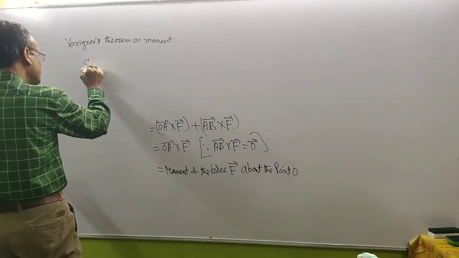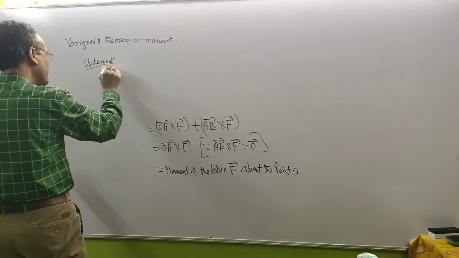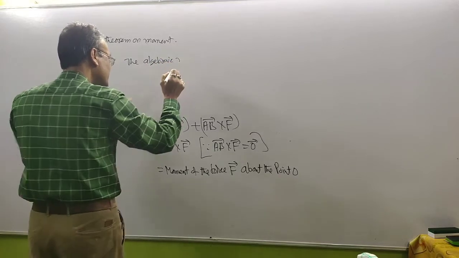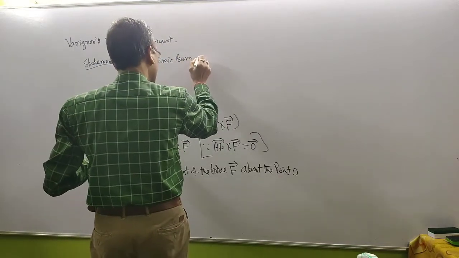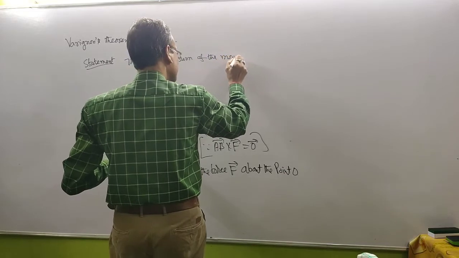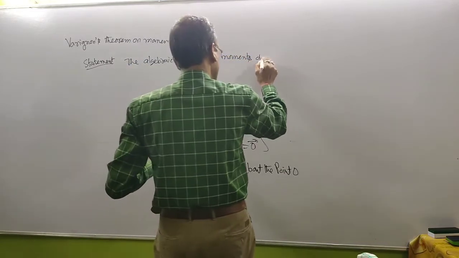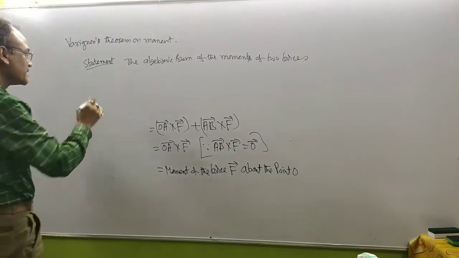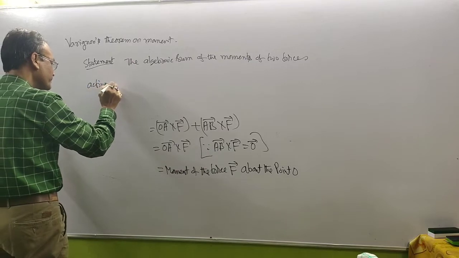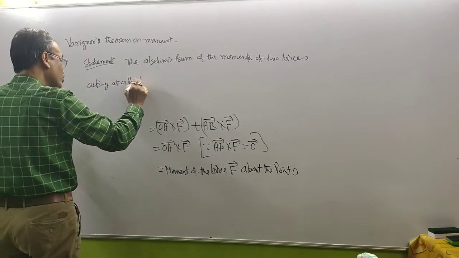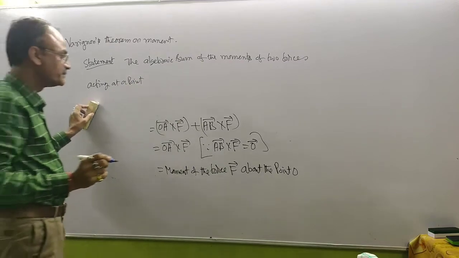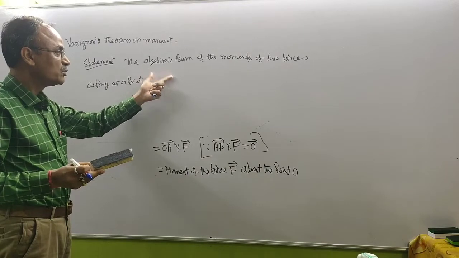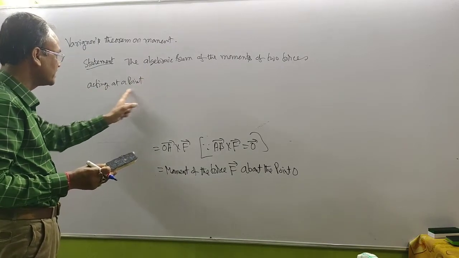What is the statement of this theorem? The algebraic sum of the moments of two forces acting at a point. For parallel forces also it is true. I am giving you the definition for the concurrent forces. Therefore, that is why I am writing acting at a point.